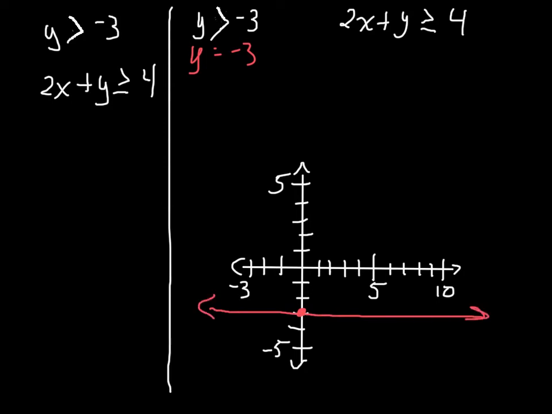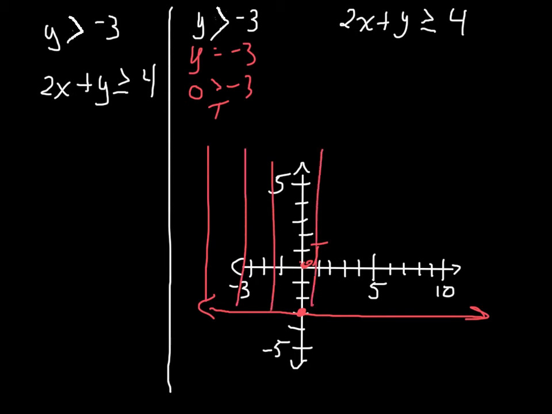I don't care what order you do it in, I'm going to do it differently than I did last time. Now I'm going to test my point to see which side should be shaded. So I test 0, 0 right here, this point in the middle. So I have 0 is greater than -3, that's true, which means for the red line it is shaded like this.